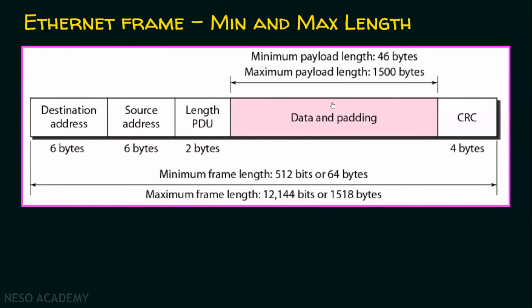If we take the minimum payload as 46, this 46 plus 6 is 52, this 52 plus 6 is 58, 58 plus 2 is 60, and 60 plus 4 is 64. So we get 64 bytes or 512 bits.